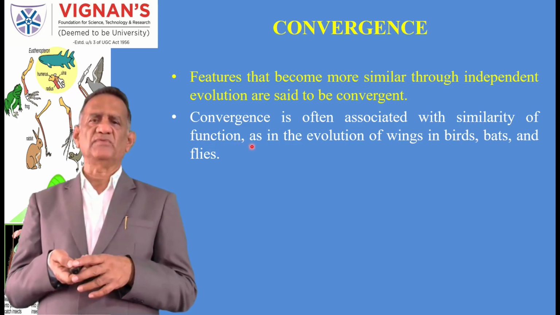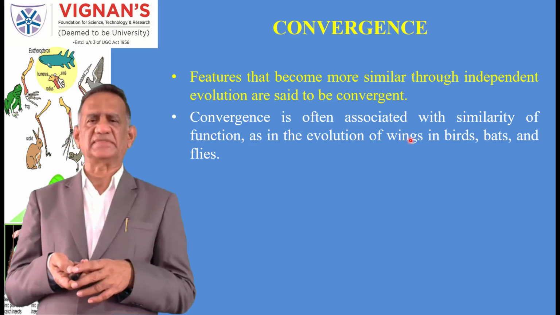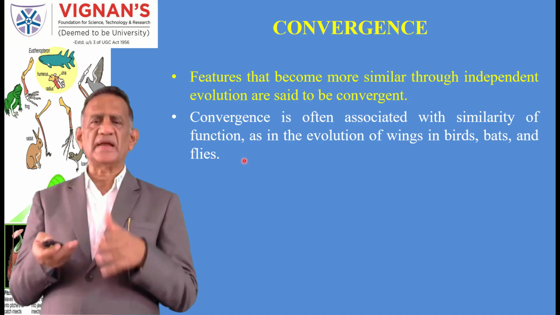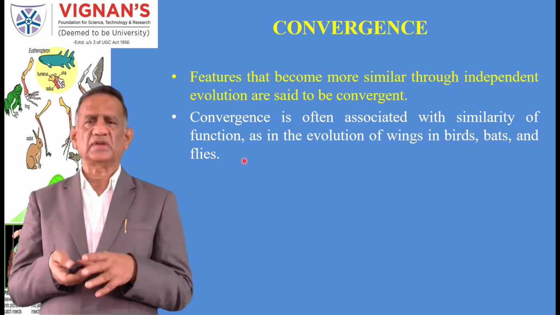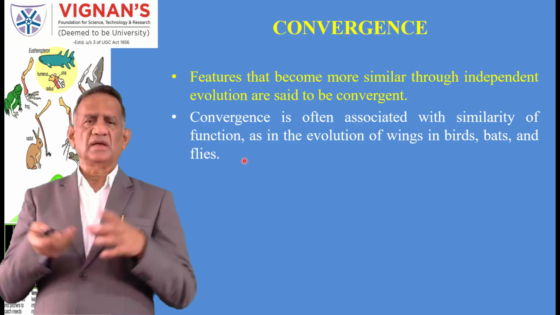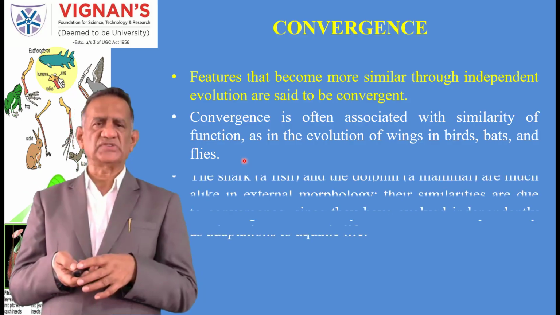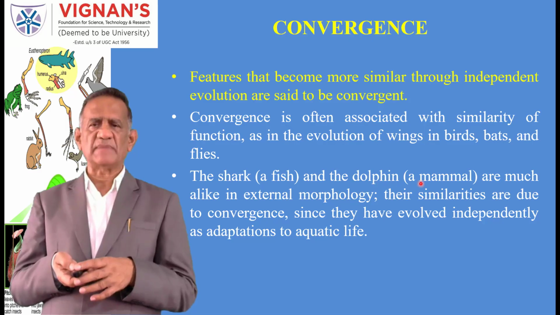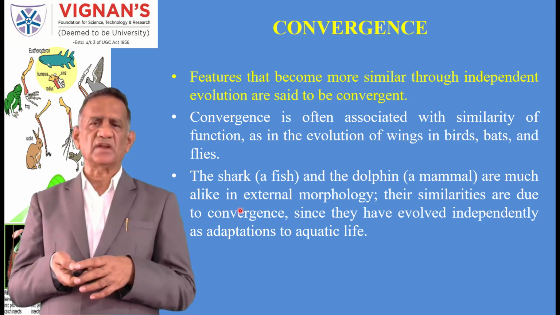Similarity of function, as in the evolution of wings of birds, bats, and flies. Here, there is similarity of function, but not similarity of organ structure. So in birds, bats, and flies, the organ structures are different, but the function is similar. The shark is a fish and the dolphin is a mammal, yet they are much alike in external morphology.